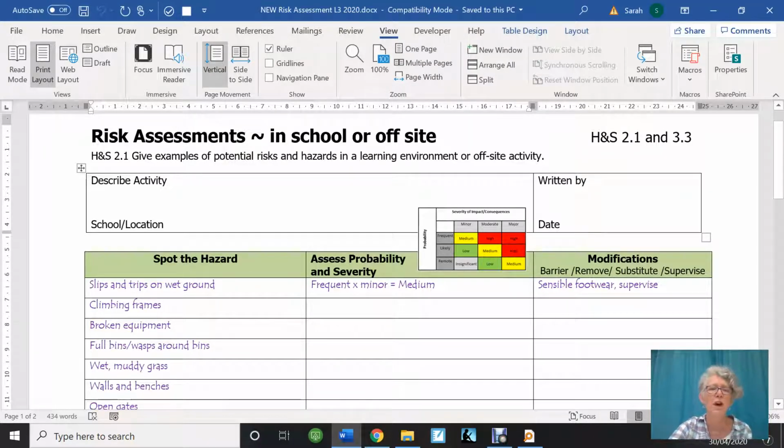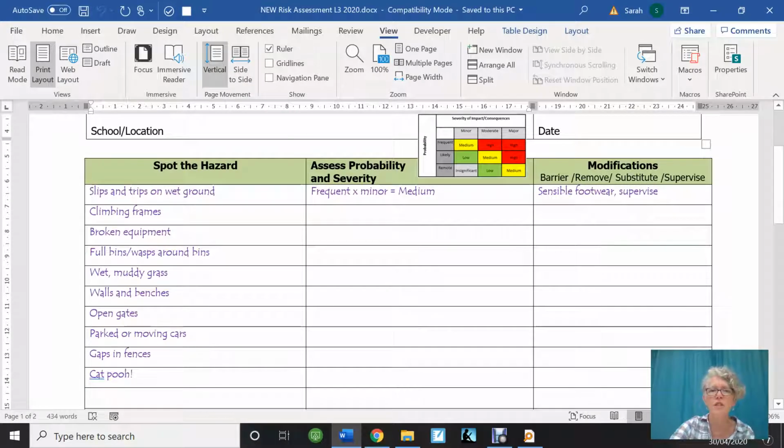And then in order to write a risk assessment, you just need 3 columns. In the first column, you write a list of hazards. In the second column, you've got to do the assessment. How likely are the children to come into contact with the particular hazard? And if they did, how severe could their injury be? And in the third column, you make modifications. You can put up barriers, remove the object, substitute the object for something else, or supervise the children.